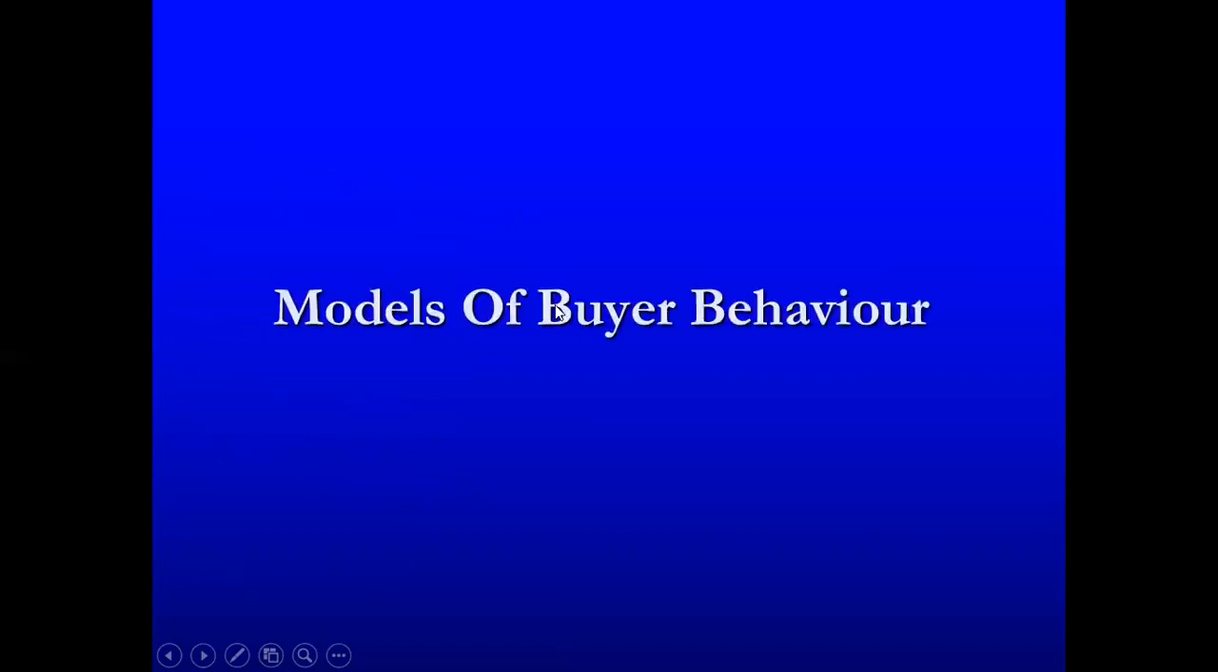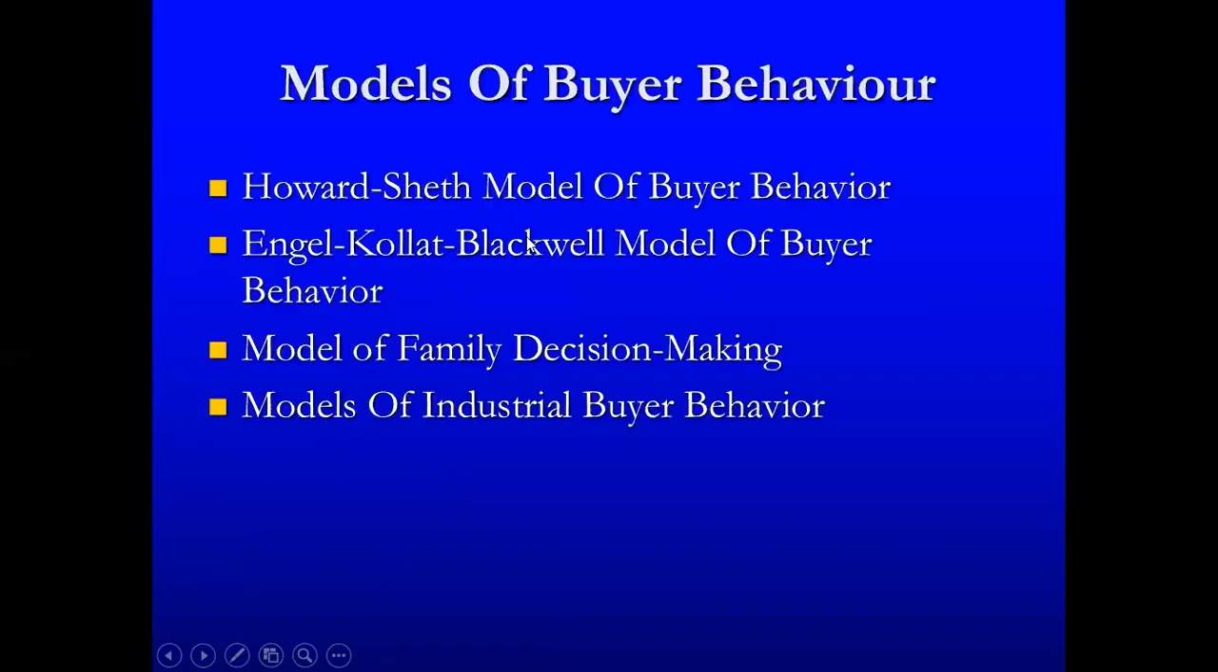Now let us see in brief what are various models of buying behavior. So these are the models. One is Howard-Sheth model of buyer behavior, then Engel-Kollat-Blackwell model of buyer behavior, then model of family decision making, and model of industrial buyer behavior. We have seen about the types of consumers, and organization consumers are industrial buyers. So I will talk about industrial buying process later.